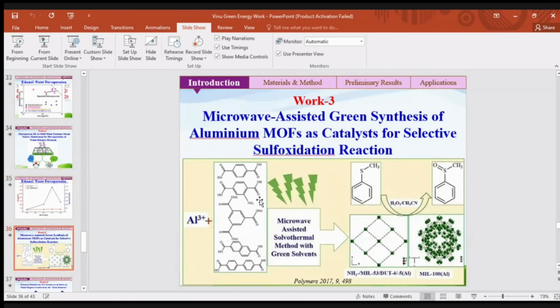Then catalysis. Here we use aluminum with a different kind of linkers, using the microwave method. It will form easily within 30 minutes. Then we use it as a catalyst for sulfoxidation.